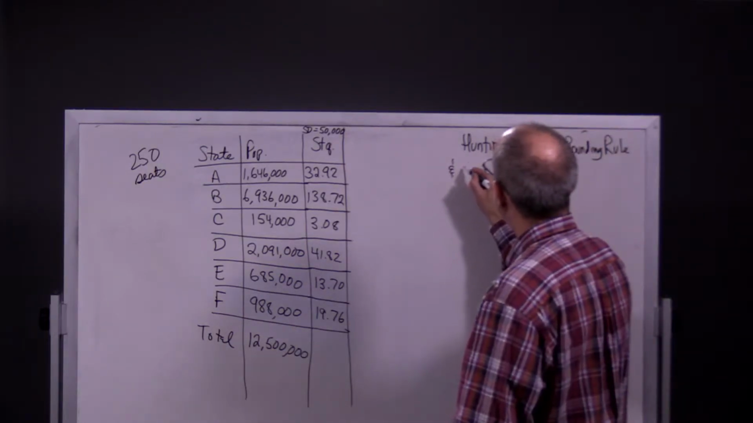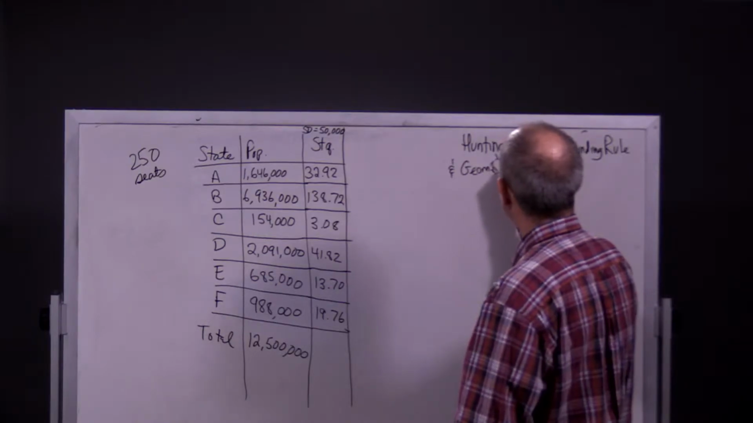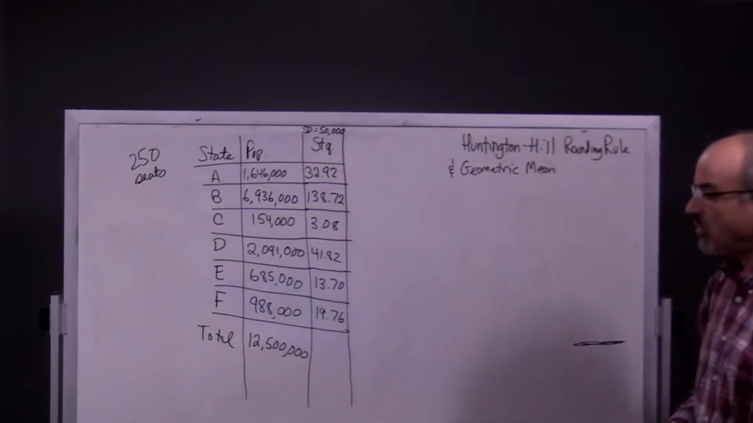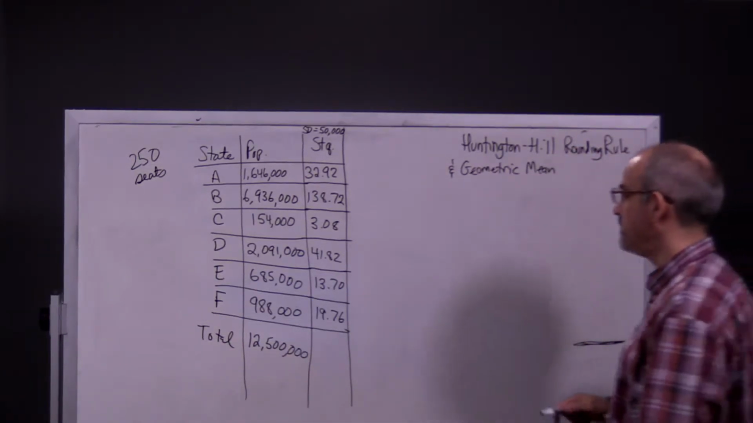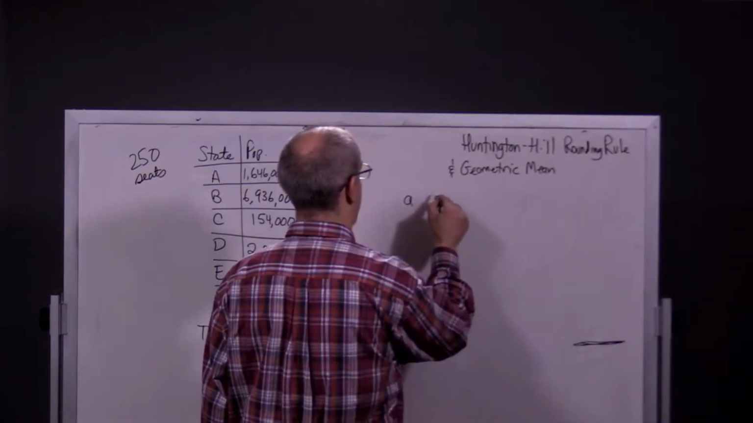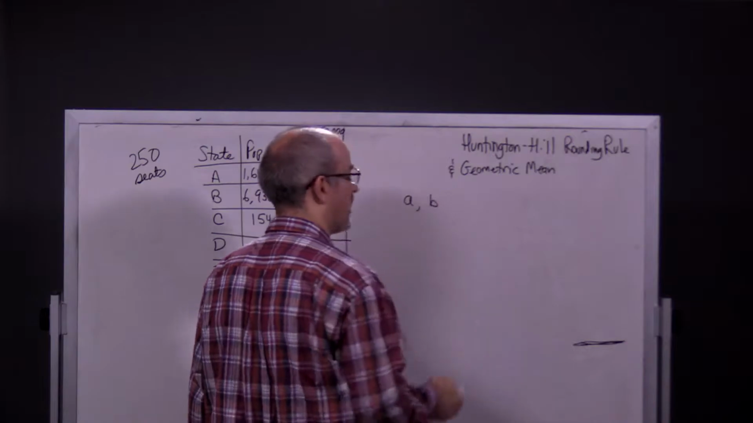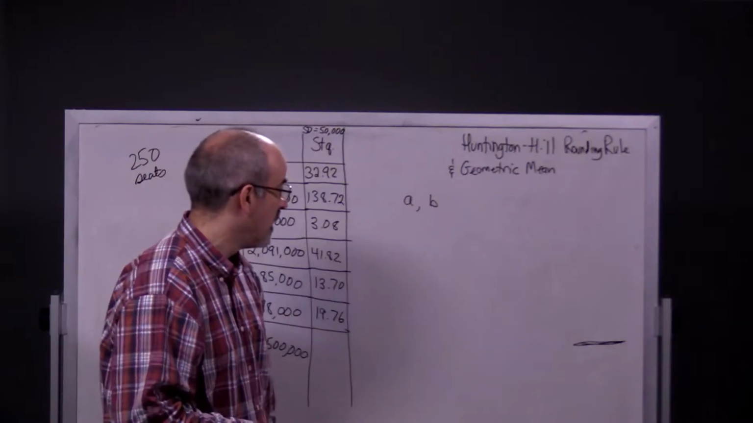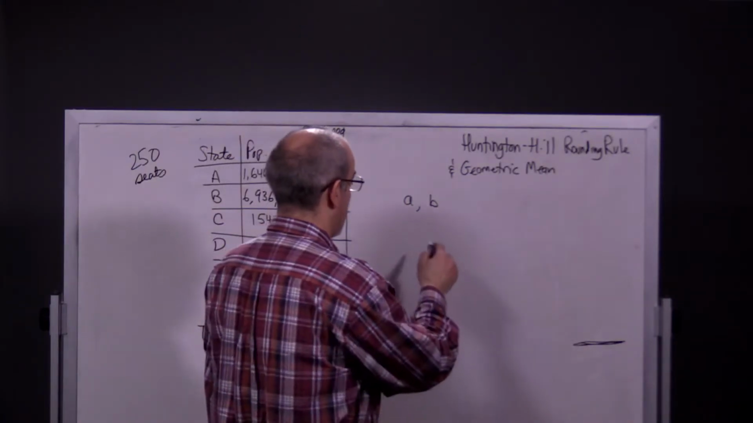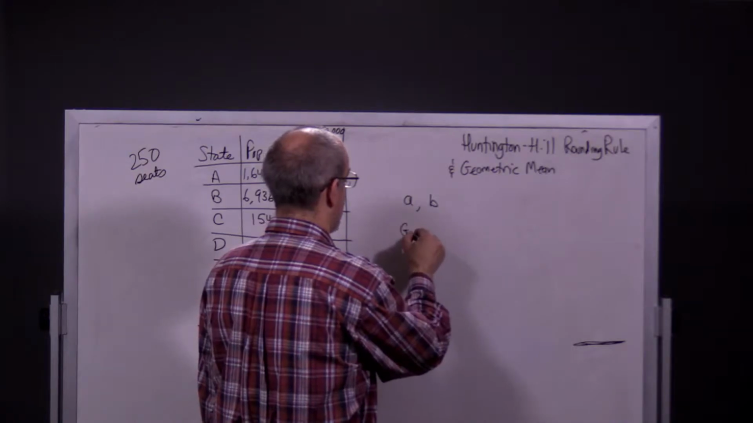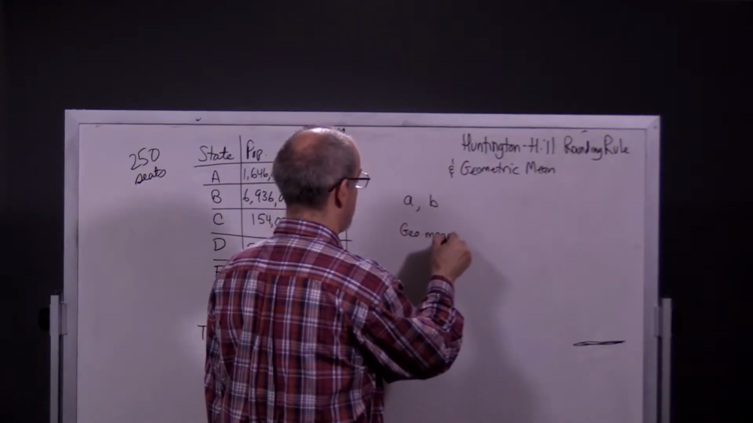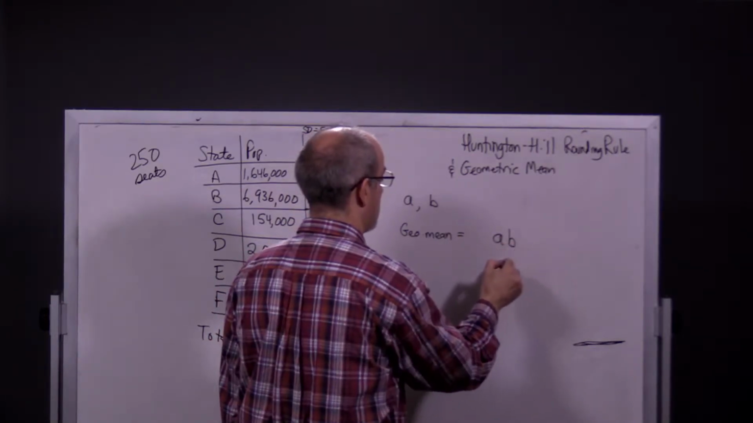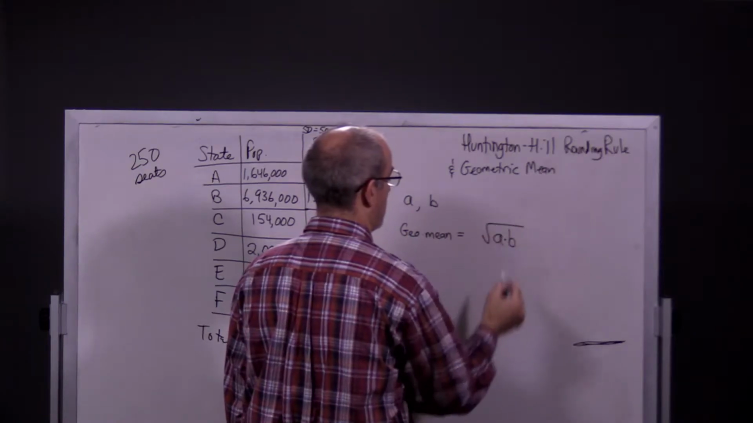The Huntington-Hill Rounding Rule uses this thing called the geometric mean. If you have two numbers, A and B, let's say we have two numbers, A and B. I know those aren't numbers, but in general, let's say these represent two numbers. The geometric mean of those numbers is found by taking the two numbers, multiplying them together, and then taking the square root.